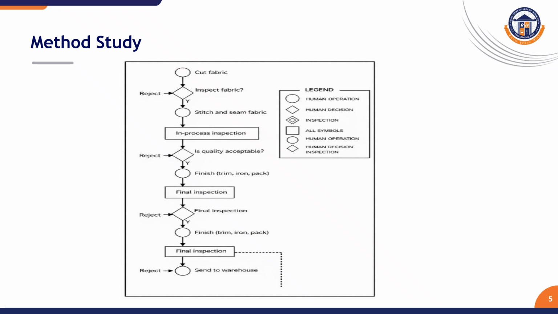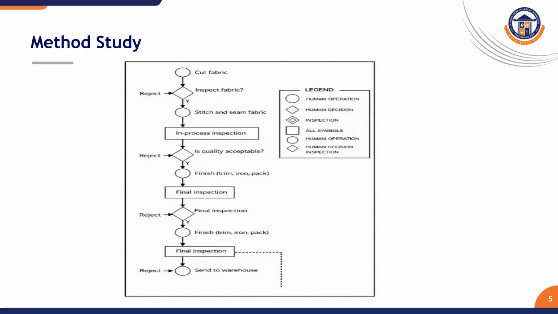In final inspection also, some rejection may take place. And after that, you finish it, again repack it, and it goes for final inspection. And once that is done, it is sent to the warehouse for dispatch or shipping or wherever it has to go. So once it goes to the warehouse, all the quality checking is over and it is passed for sales.